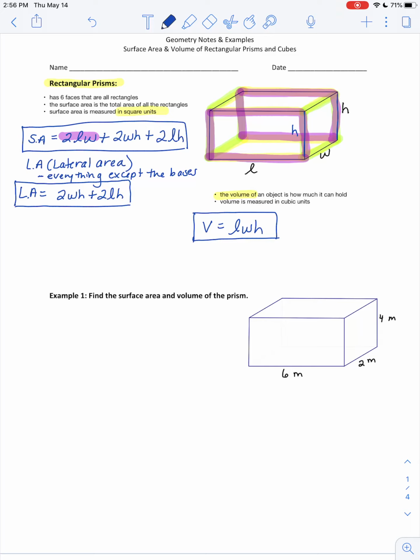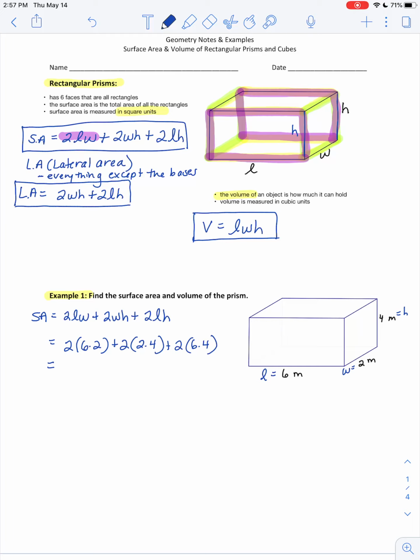So let's practice below. In example 1, we're going to find the surface area and volume of the prism. When it just says surface area, that means total surface area. So I'm going to start by writing down the formula. It's always a good idea to have the formula right in front of you so you don't make any mistakes. So I'm just copying it down from above. And we know we have our 3 dimensions. L is 6, W is 2, and our height is 4. So plugging those in, we're going to have 2 times 6 times 2 plus 2 times 2 times 4 plus 2 times 6 times 4.